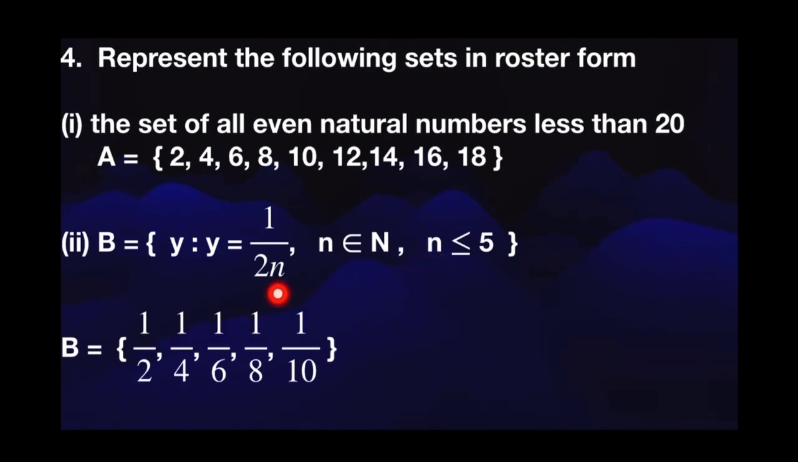So put first 1, you get 1 upon 2. Put n is equal to 2, you get 1 upon 4. Put n is equal to 3, 1 upon 6. N is equal to 4, 1 upon 8. N is equal to 5, 1 upon 10. That's all. You have to close the bracket, and this is the answer.